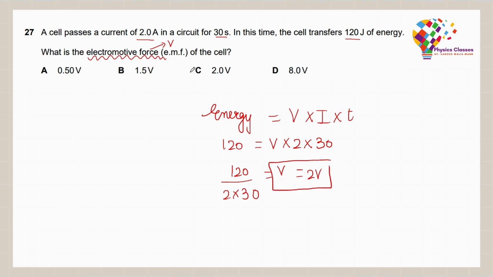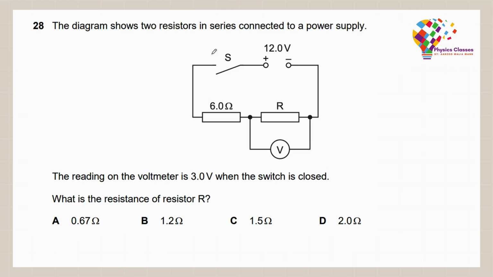Moving on to question 28. The diagram shows 2 resistors in series connected to a power supply. The reading on the voltmeter is 3 volts when the switch is closed. What is the value of the resistance R? See, if the reading on the voltmeter is 3 volts, that means the reading across the 6 ohm resistor is 9 volts. Why? Because the total potential difference is 12 volts. This 12 splits up between the 6 ohm and the resistor R. So if R is getting 3 volts, then 6 is getting 9 volts.